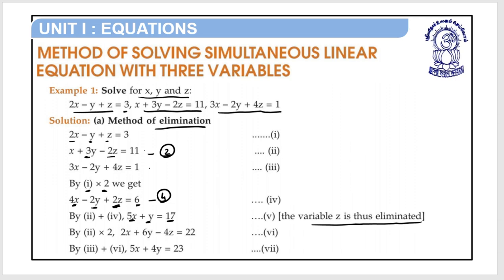Now equation 2 multiply with 2. So 2x plus 6y minus 4z is equal to 11 2s are 22. Now by adding equation number 3 and equation number 6, we will get 3x plus 2x, 5x, 6y minus 2y, 4y, plus 4z minus 4z eliminated. So minus 4z plus 4z cancel. So 1 plus 22 is equal to 23.